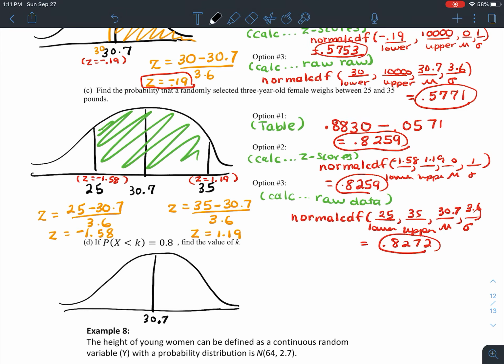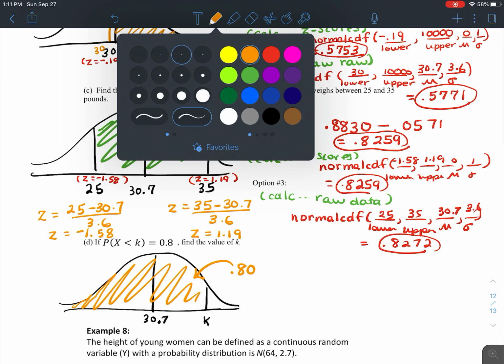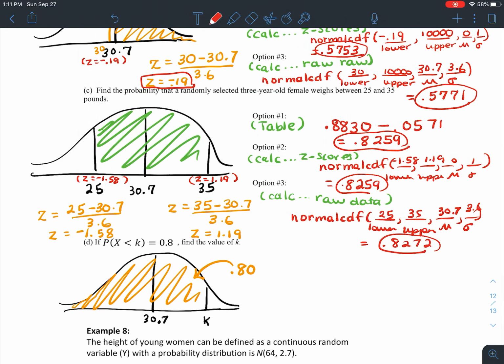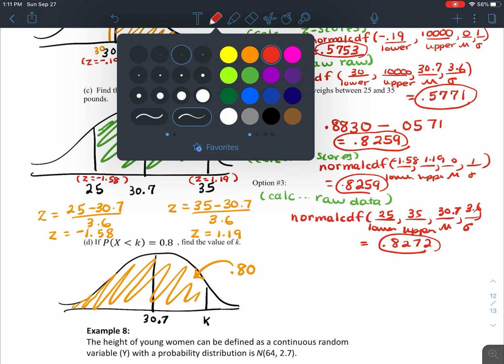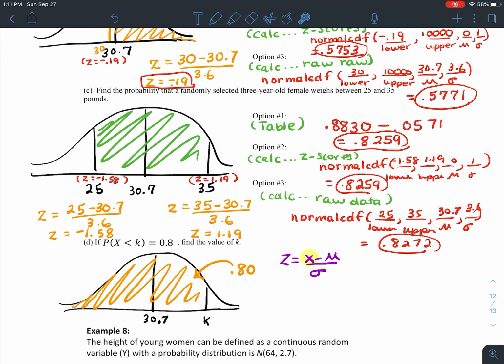Okay, I think that you'll find helpful on problems like this if you draw your normal curve and kind of place the information you're given on the picture. It makes it a little bit easier to figure out how to tackle the problem. Okay, so we don't know the weight of the girl where 80% of all of the other girls weigh less than her, so I'm leaving that as a K, but I'm going to go ahead and shade all that area in and label on the picture that 80% of the curve is to the left of that. Okay, remember, there would be two ways that you could do this.